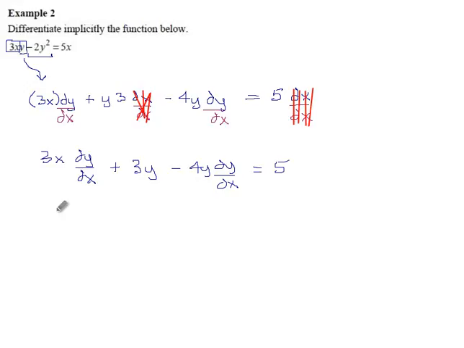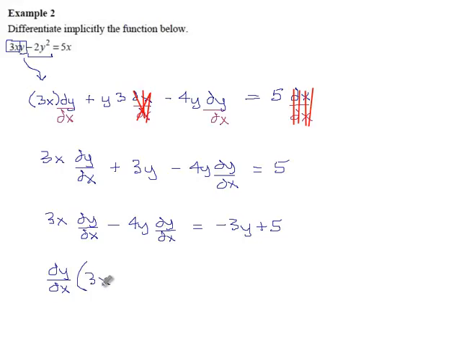We're going to segregate the equation. 3x dy/dx minus 4y dy/dx equals minus 3y plus 5. Okay, so we have a dy/dx side and we have a no dy/dx's side. It's not good that this occurs in two different places, but that's easy to fix. We can factor it out. If we factor out dy/dx, we get dy/dx times (3x minus 4y) equals negative 3y plus 5.